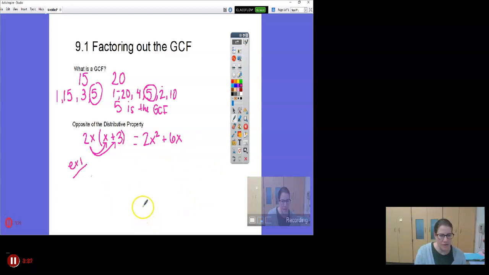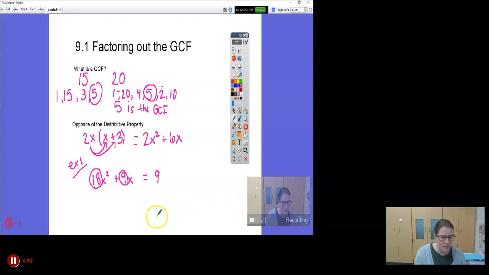If I have, for example, say 18x squared plus 9x, I want to factor out the greatest common factor. So I want to see what, first of all, these two numbers have in common. What's the greatest common factor between the two numbers? But then I'm also going to be comparing the x's. So for 18 and 9, I know that the greatest number that goes evenly into both 18 and 9 is 9. So I will be pulling out a 9.